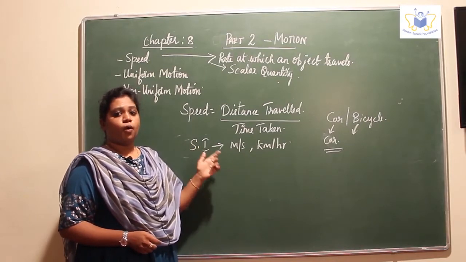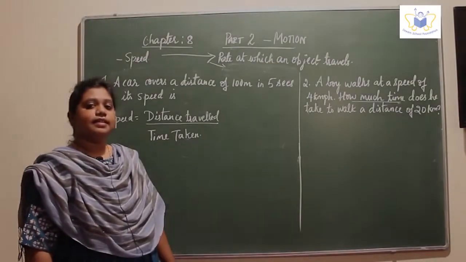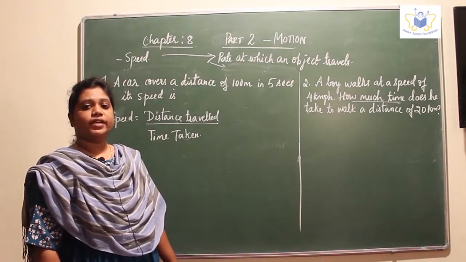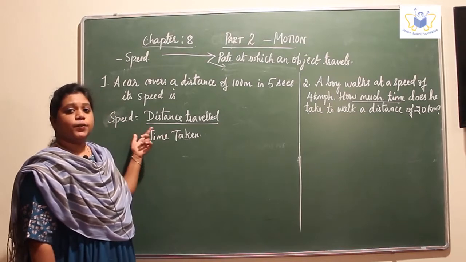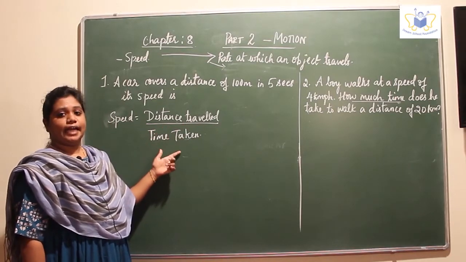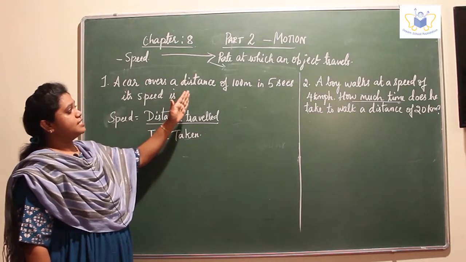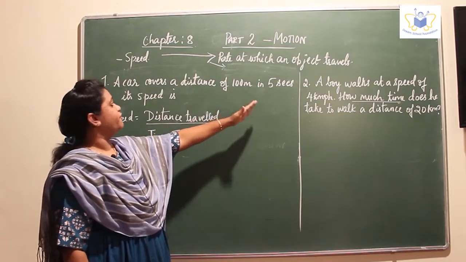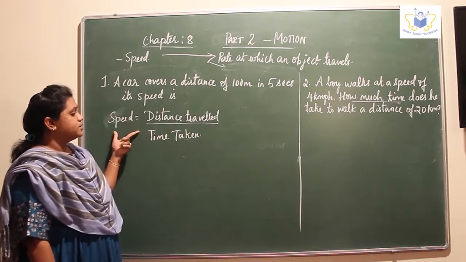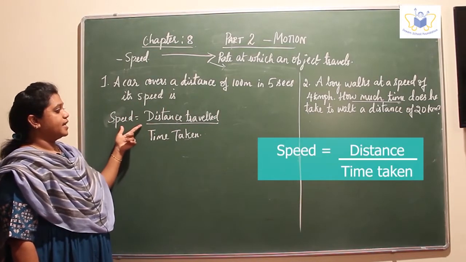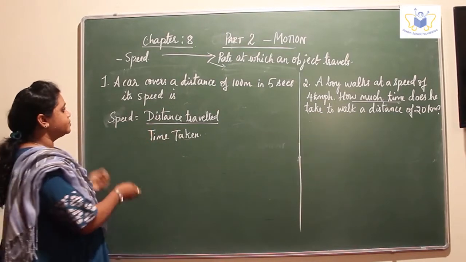Let us solve a few problems based on speed so that we can understand speed better. Speed is equal to distance travelled divided by time taken. For example, a car covers a distance of 100 meters in 5 seconds. What is its speed? The formula is speed equals distance travelled divided by time taken.